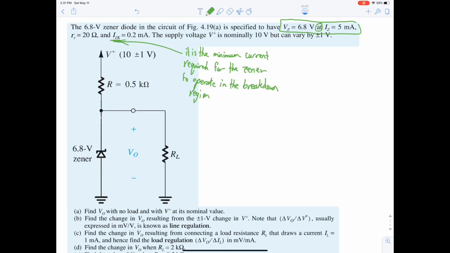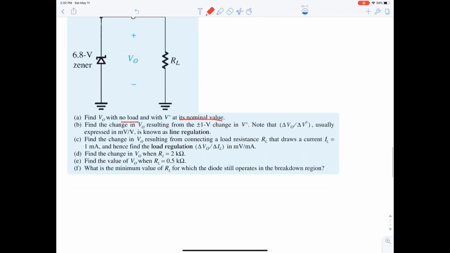Okay. Now, the supply voltage V plus is nominally 10 volt but can vary by plus minus 1 volt. Now you can consider nominally as normal DC. So the DC is 10 and the AC is plus minus 1 volt. Why is this AC? Because there's a plus minus, there's a change, and this is constant DC. Okay. Part A of the question says, find V0 with no load and V plus at its nominal value. So we should have only DC.